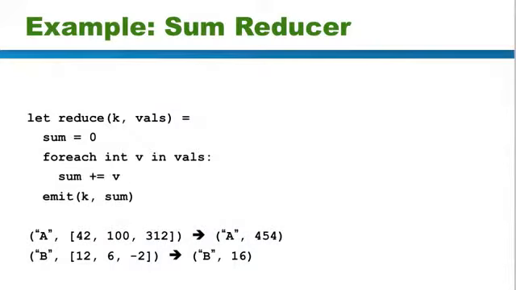So let's take a look at the sum reducer. So we can let the reducer equal a key and value pair, sum equals 0, and then for each integer v in values, we're going to add that to the sum. So you can see the examples of A and B below.